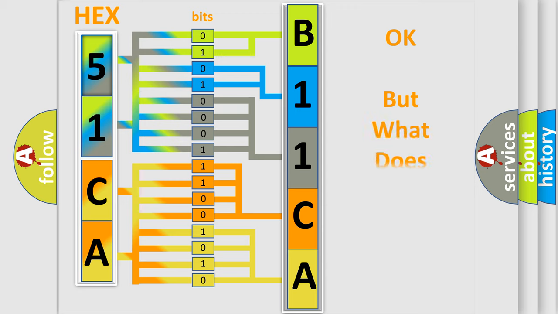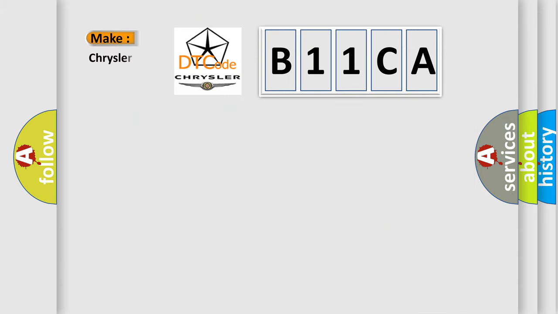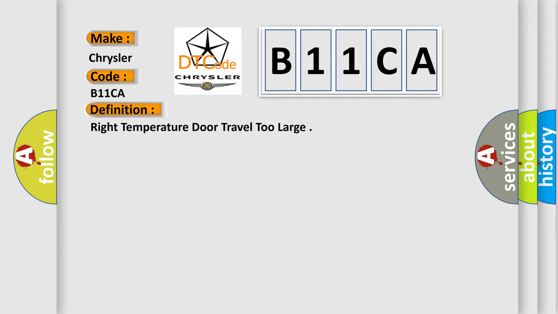The number itself does not make sense to us if we cannot assign information about it to what it actually expresses. So, what does the Diagnostic Trouble Code B11CA interpret specifically for Chrysler car manufacturers? The basic definition is right temperature door travel too large. And now this is a short description of this DTC code.